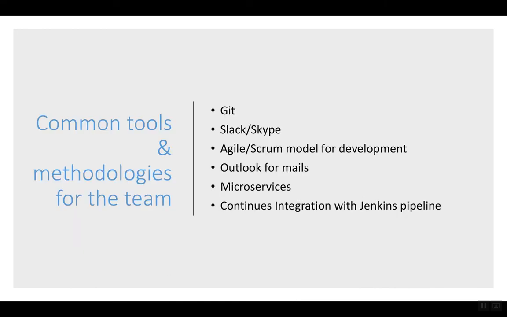The common tools which people use here are Git, Slack, Skype, and Agile Scrum for development, Outlook for mails, the microservices, and continuous integration with Jenkins pipeline. So what is Git? Now, if I'm coding in my system and tomorrow if I fall sick by any chance, the code which I have been writing for months will go to waste because there will be no way for me to actually give back the code. So there is a system called Git by which you can store the code. Once you put some code over there, the code will always exist.